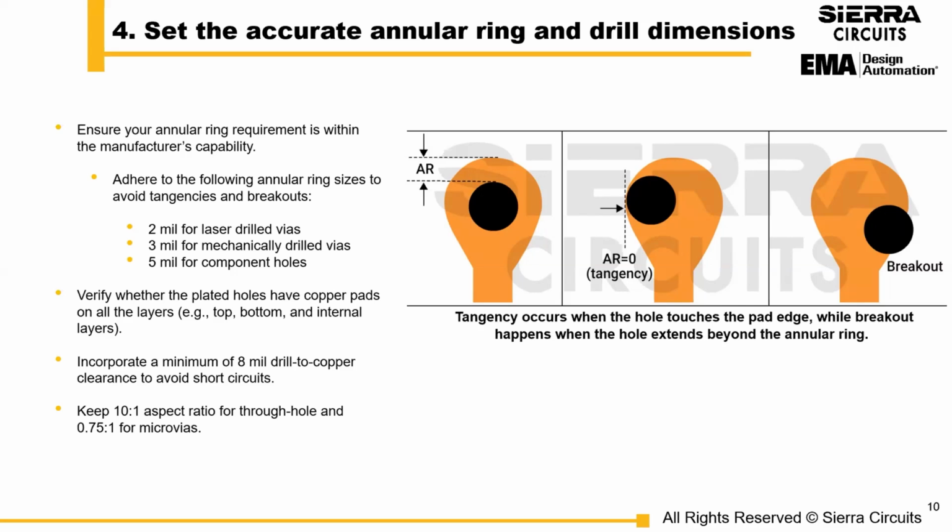Missing copper pads for plated holes can lead to connectivity issues. So verify that the plated holes have copper pads on all the layers. Inadequate drill to copper clearance might increase the risk of short circuits. So to prevent that, ensure minimum clearance of 8 mil. A large aspect ratio might create via plating issues. So keep the aspect ratio at about 10:1 for through-hole vias and 0.75:1 for microvias for optimal plating.